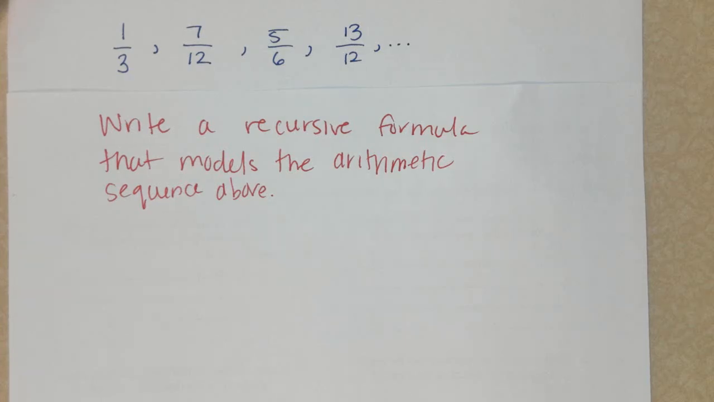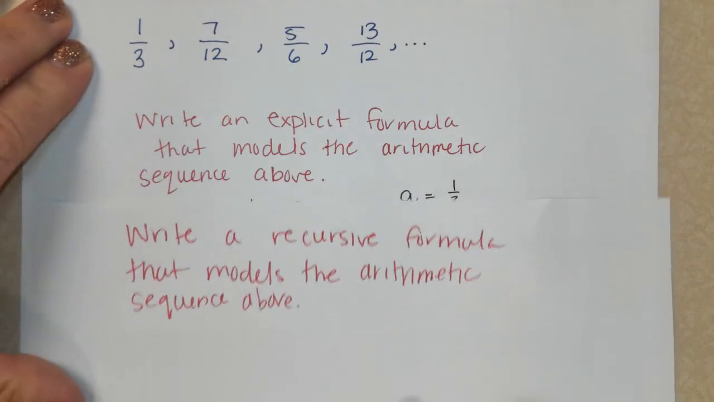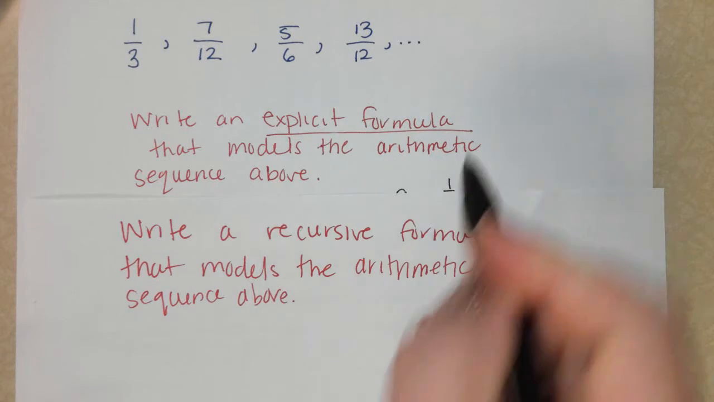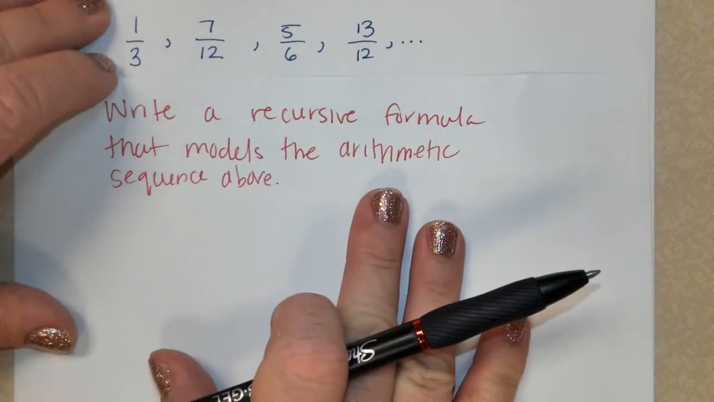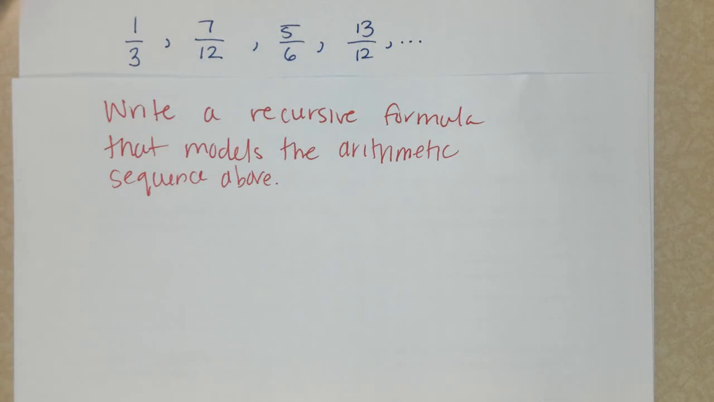For the second part of this self-evaluation of learning, we're provided with the same pattern, and you are being asked to write a recursive formula that models the arithmetic sequence above. It is important to note that you need to know the difference between an explicit formula and a recursive formula. So at this time, please press pause, complete it, and then come back and press play to see.